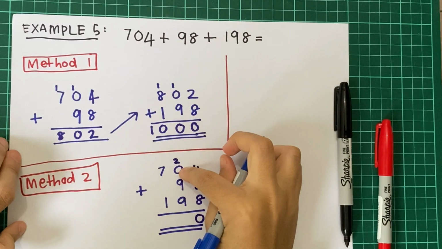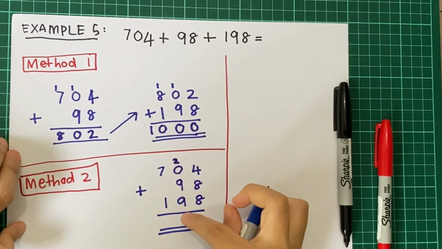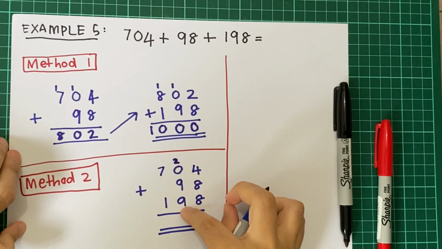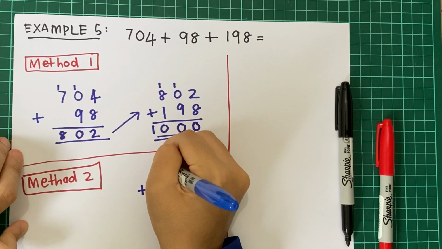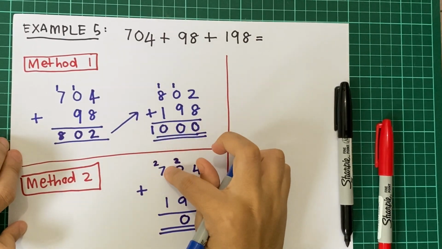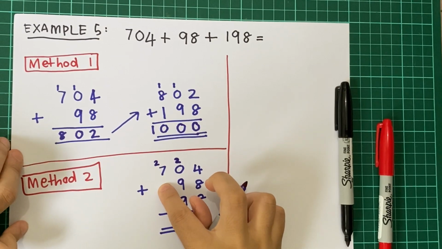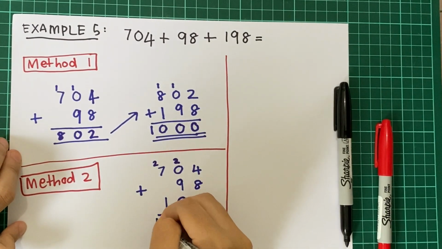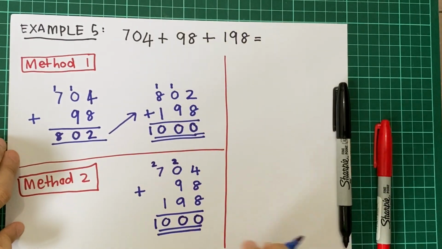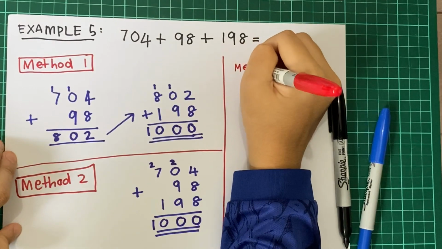2 plus 0 is 2, plus 9, 11, and then plus 9 equals to 20. Write down 0, and then you bring up 2 to the next side. 2 plus 7 equals to 9, plus with nothing 9, plus with 1 equals to 10. The answer is 1000. Now, let's do method 3.